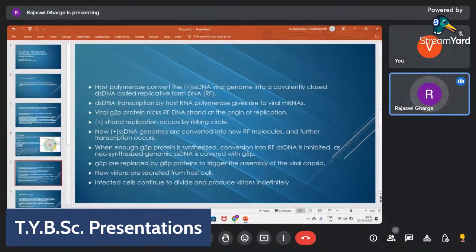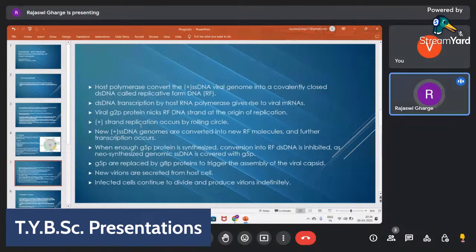Double-stranded DNA transcription by the host RNA polymerase gives rise to the viral mRNAs. The viral G2P protein nicks the RF DNA strand at the origin of replication. Positive-sense strand replication occurs via rolling circle. The new positive-sense single-stranded DNA genomes are converted into new RF molecules, and further transcription occurs until enough G5P protein is synthesized. Conversion to RF double-stranded DNA is inhibited as newly synthesized genomic single-stranded DNA is coated with G5P.